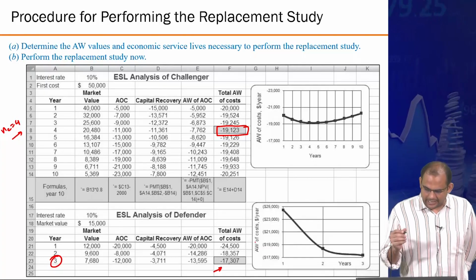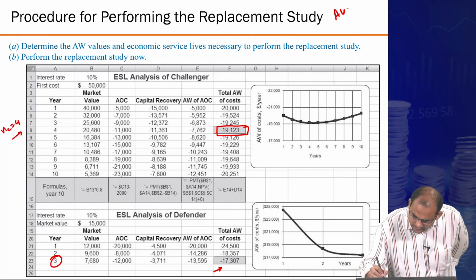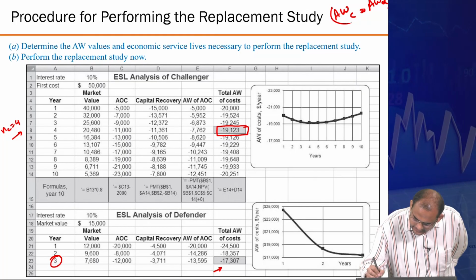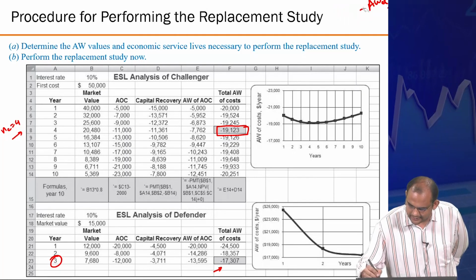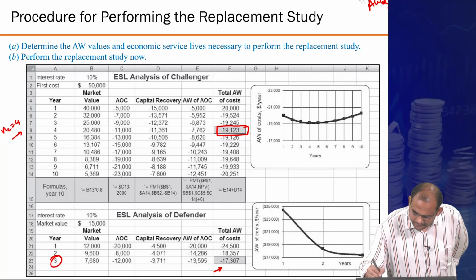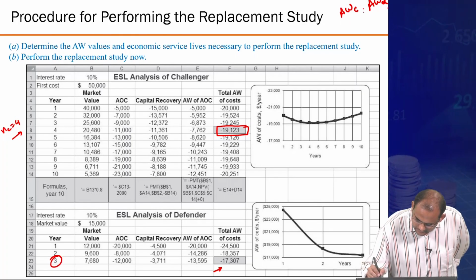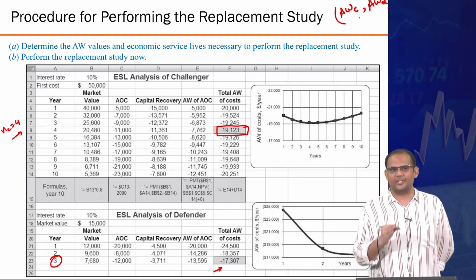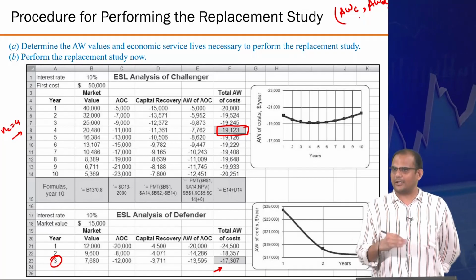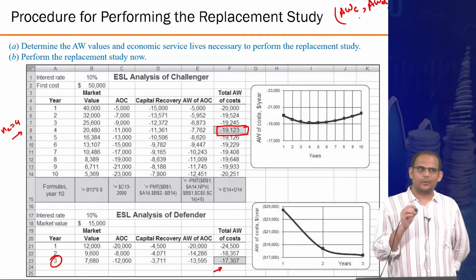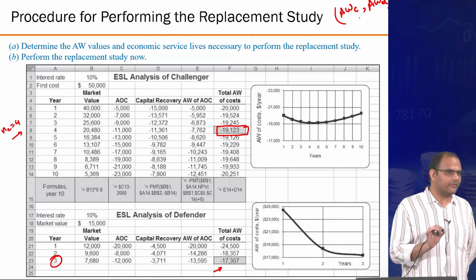Now, ultimately, we are making the decision basically on these two parameters. Ultimately, you are making the decision only on the annual worth of the Challenger calculated for the economic service life of the Challenger, and the annual worth of the Defender calculated at the economic service life of the Defender.